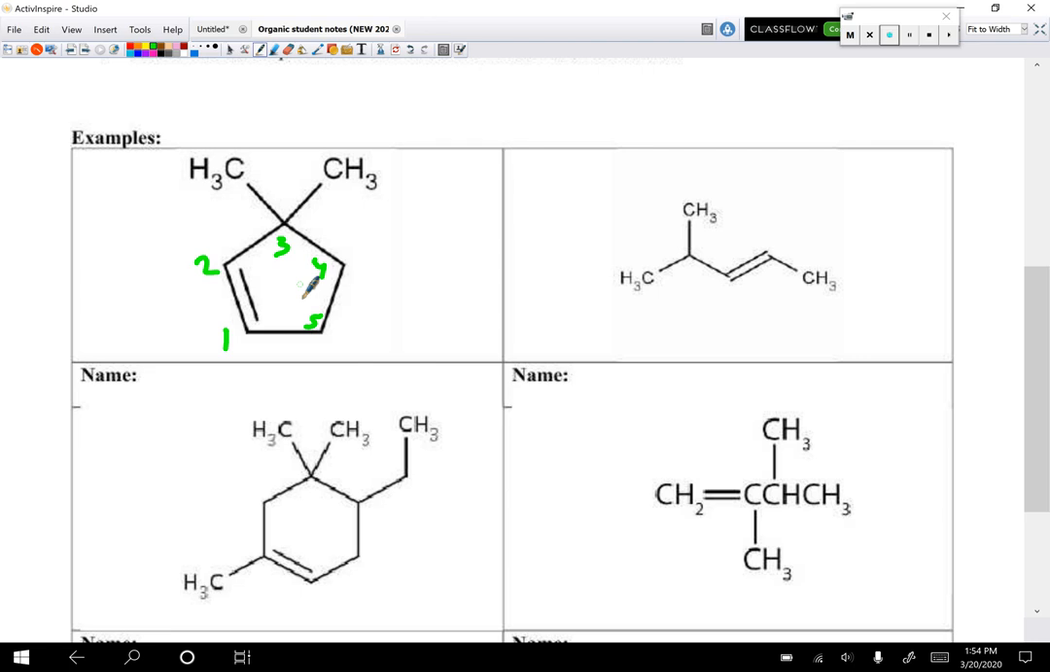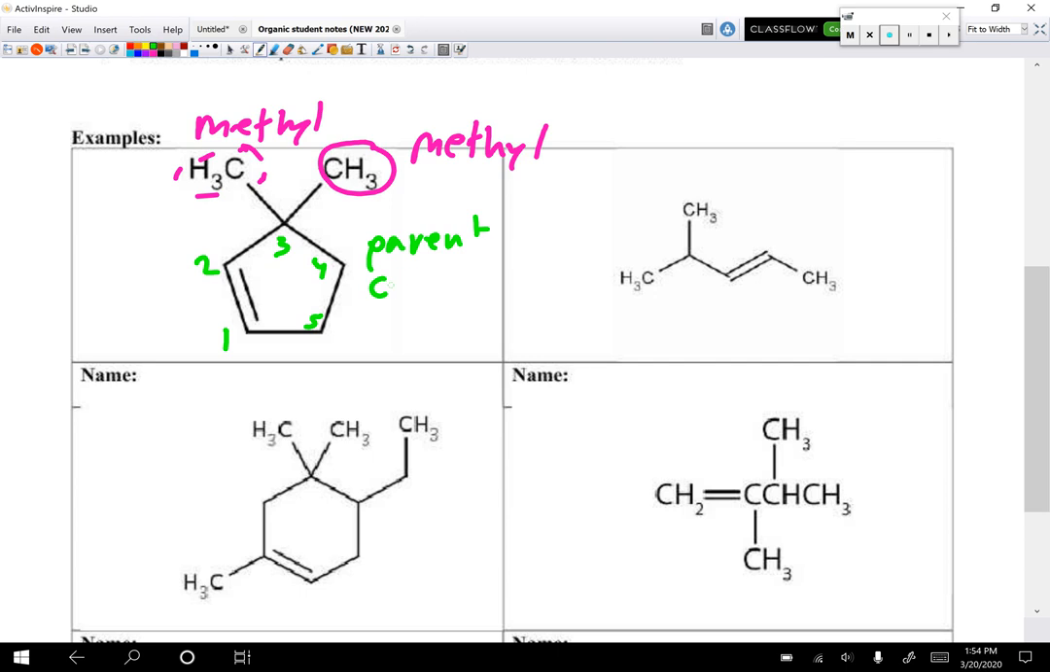this is going to be the way we have to number this cyclic alkene. All right. Now as for our branches, we have methyl and we have methyl. So when we're putting all this together, of course we know our parent as well, so we have cyclo, in this case right here, pentene.